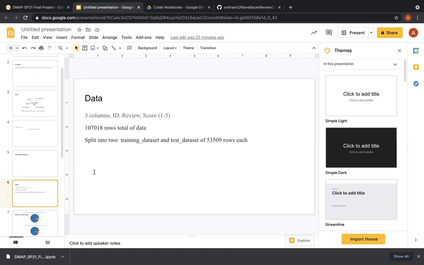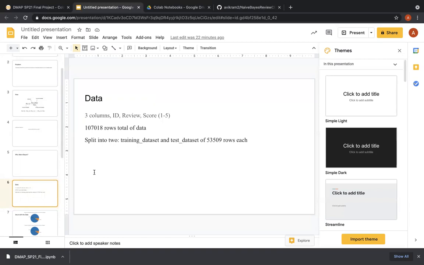It was downloaded into Google Drive and imported into the notebook as a pandas data frame using the read CSV function of the pandas module. So it has three columns: the ID column, where each row has its own unique ID, and the review, the second column, which is the actual string. It is the review and the score. Each review is associated with a numerical score ranging from 1 to 5.